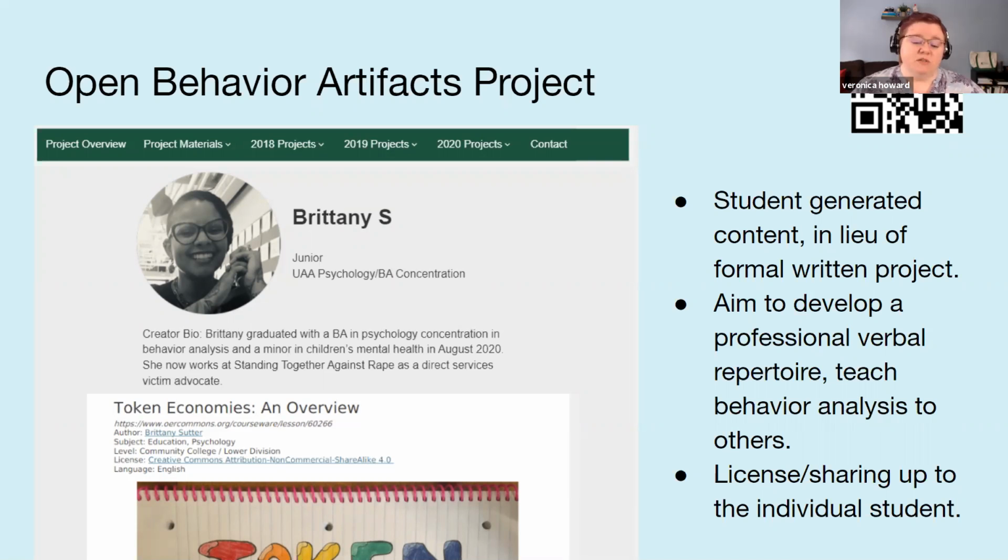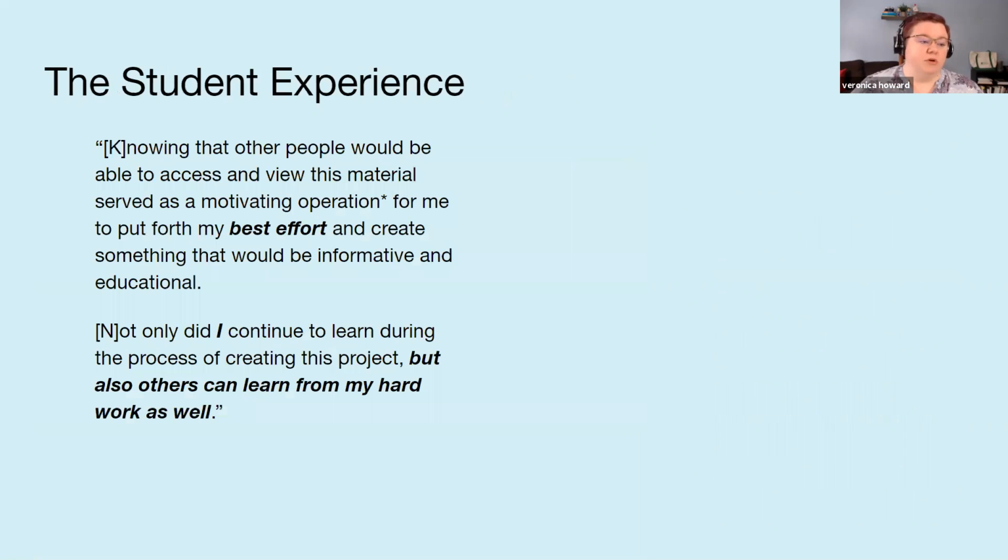And what's important to me also is that the extent to which students want to share or want to openly license is up to them. That's important to me, and I hope that it will be important to you. We'll talk a little bit about why in a moment.